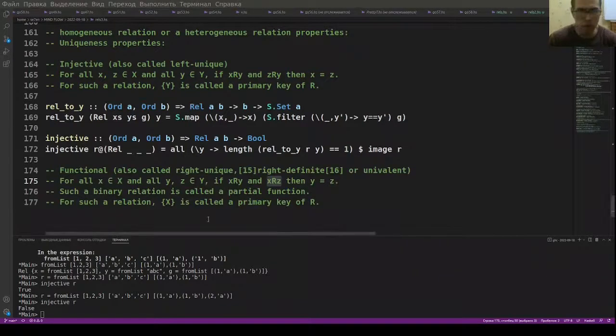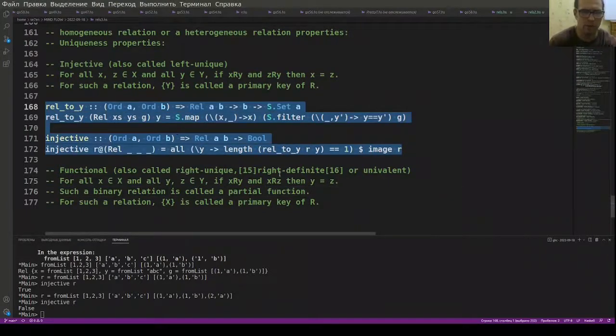Okay, next type of the relation is the functional relation, also called right unique or right definite or univalent. You can see its definition here. Such a binary relation is called a partial function, actually. And for such a relation, x is called a primary key of R. So x uniquely determines y. This means that there are no two pairs with the same x in this relation. And I think the implementation of this relation is exactly like this.